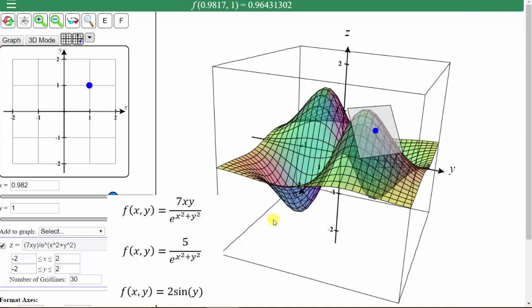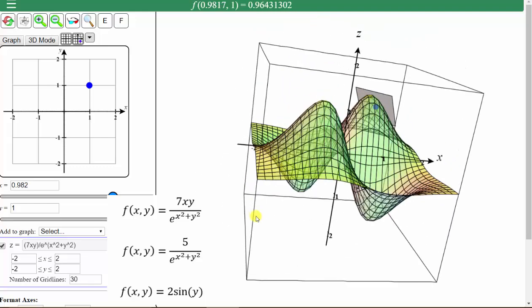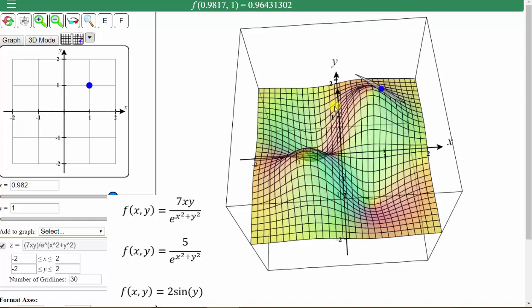Let's rotate this surface so the positive x-axis is moving to the right, and the positive y-axis is moving up in this direction. And now let's animate the tangent plane along the surface. The plane is tangent to the surface at the blue point. So this gives a nice visual of a tangent plane to a surface.